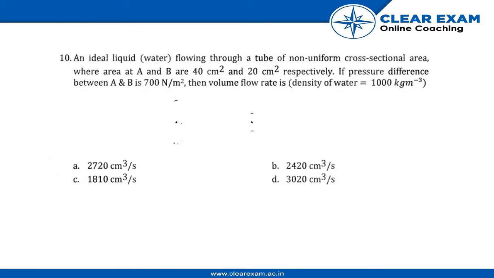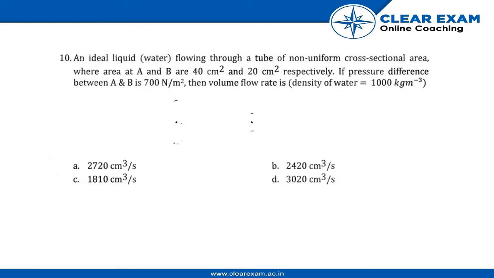So let's understand the question first. It is saying that there is an ideal liquid, let's say it's water, flowing through a tube which has a non-uniform cross-sectional area, and the area of the first tube, that is A, is 40 centimeters square, and the area of the second tube, that is B, is 20 centimeters square, the cross-sectional area.